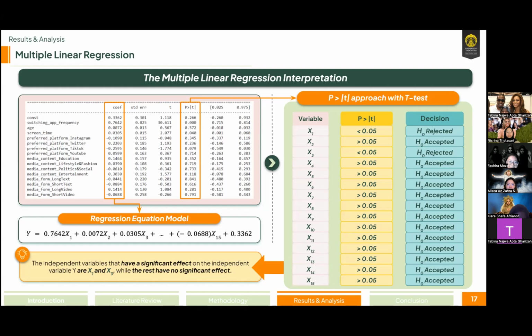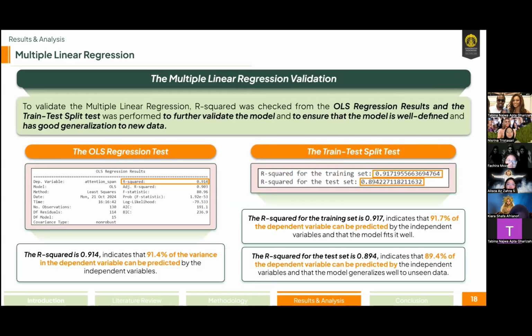Next is the multiple linear regression validation. We validate the multiple linear regression by looking at the R-squared from the OLS regression results, but that is not sufficient. So we also did a train test split to further validate the model and to ensure that the model is well-defined and generalizes well to new data. For the OLS regression result, the R-squared is 0.914. That indicates that 91.4% of the variance in the dependent variable can be predicted by the independent variables.